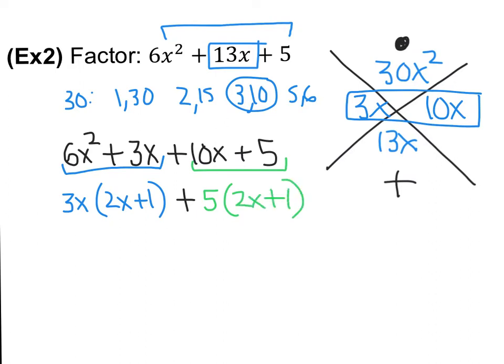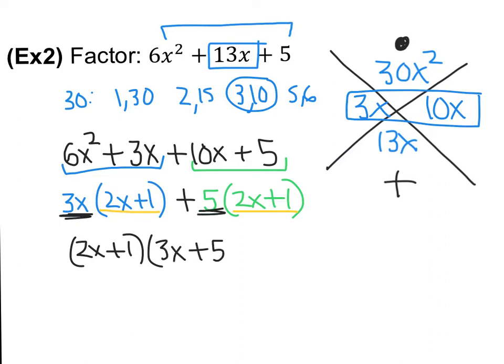Now, I have a binomial, and I'm going to factor out the greatest common factor of the binomial. The greatest common factor is the 2x plus 1. So I am left with, in the first term, a 3x, and in the second term, we're left with a 5. This is our answer. We have just factored our trinomial.